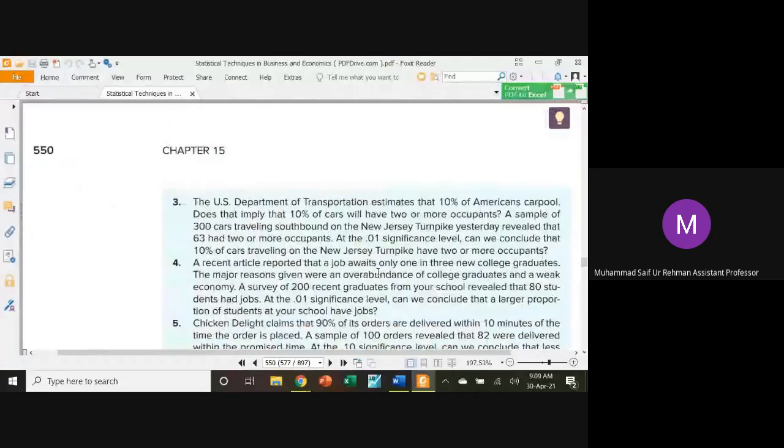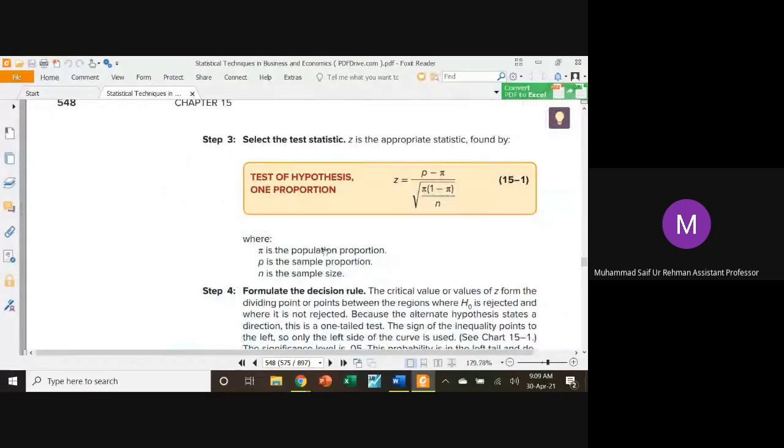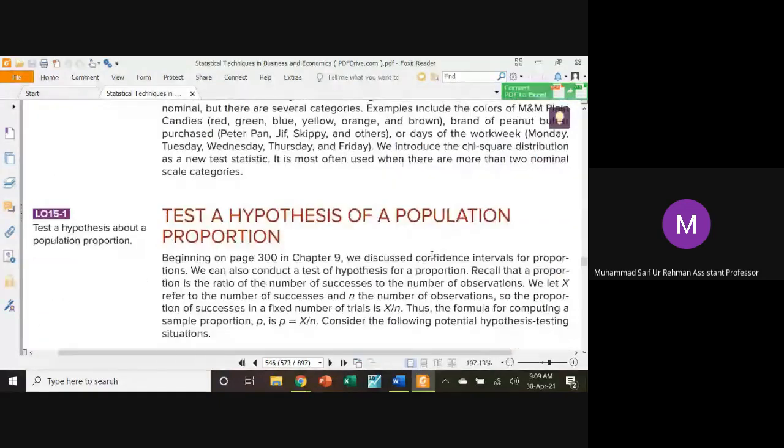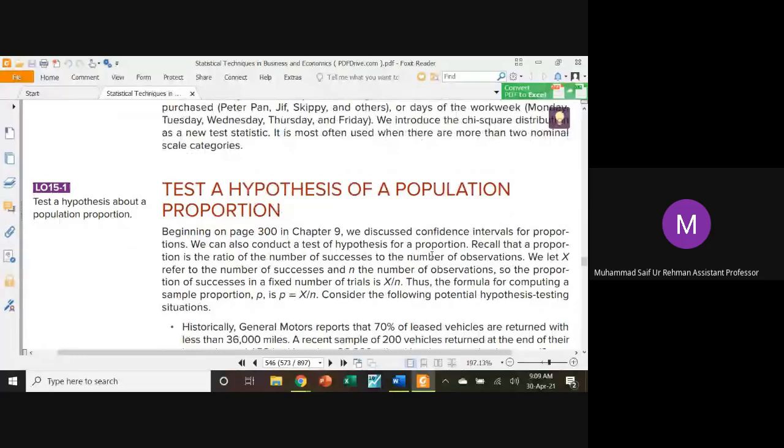In the previous discussion in chapter 15, we have discussed in detail the situations where we take into account one population proportion and we set hypothesis as pi is equal to something, and in some other situations where there is single tail distribution, we take into account greater than or less than situations.